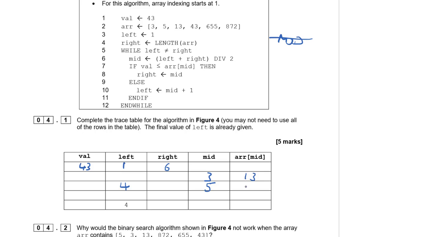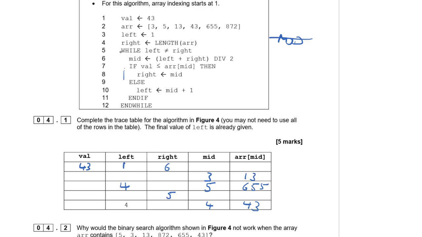now 6, 5, 5. Val is now less than this value, so we can do right equals mid, so right now becomes 5. We start the loop again because they're not equal still. 4 is different to 5, so mid is now going to be 9 div 2, which is going to be 4, and then the fourth index is 1, 2, 3, 4, so it's 43.